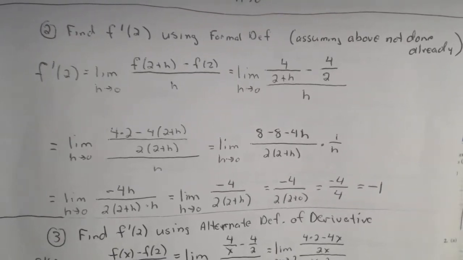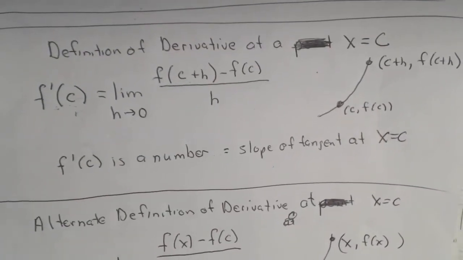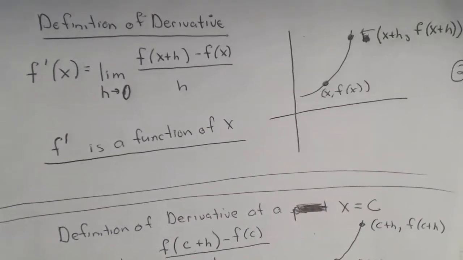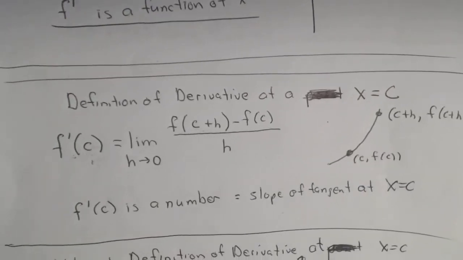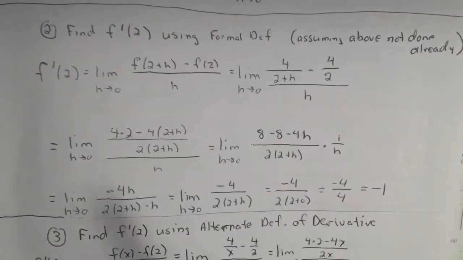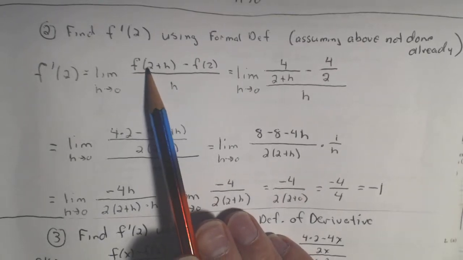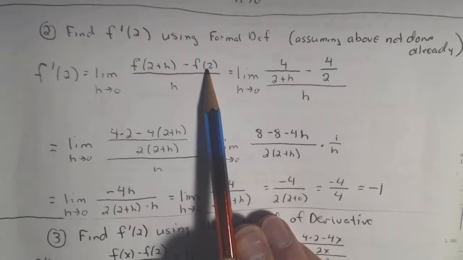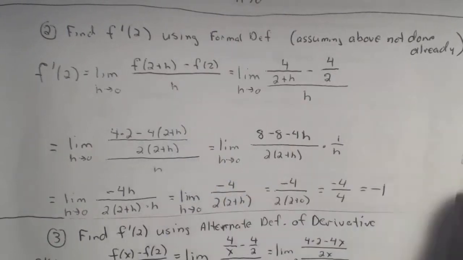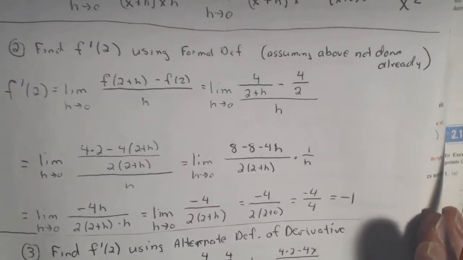All right, now I've got the same one, and I'm finding f prime of 2. Nothing much changes in this version, and I'm using this definition of the derivative here. It's the original formal definition of the derivative, but at a point instead of for a function answer. And the only difference is now I've got, instead of f of x plus h, I've got f of 2 plus h minus, instead of f of x, f of 2. It works out a little bit simpler this time because most of us like working with numbers.